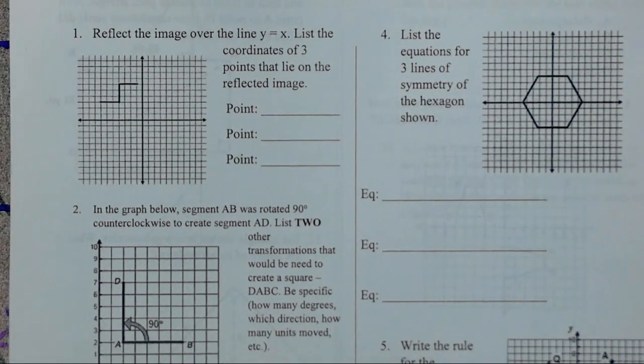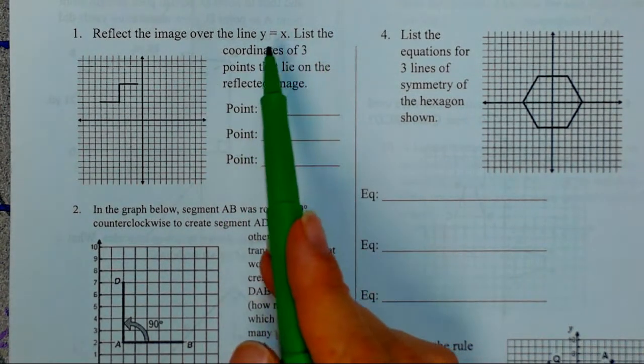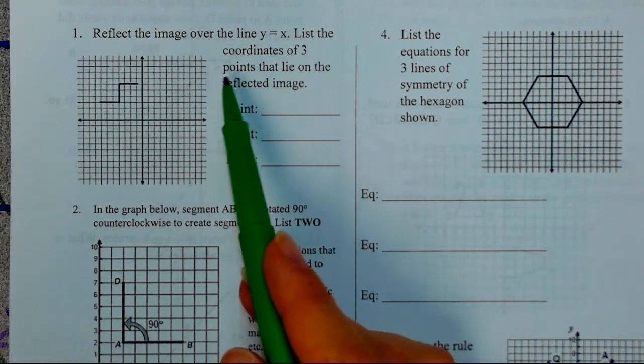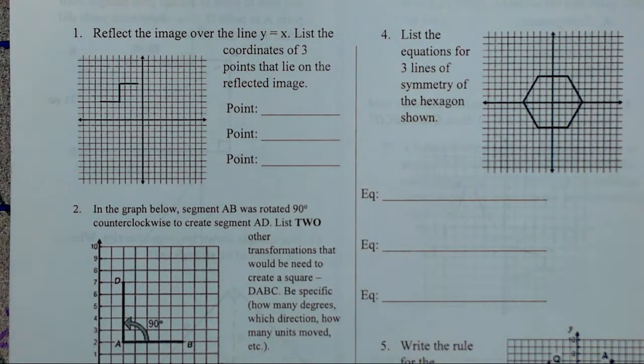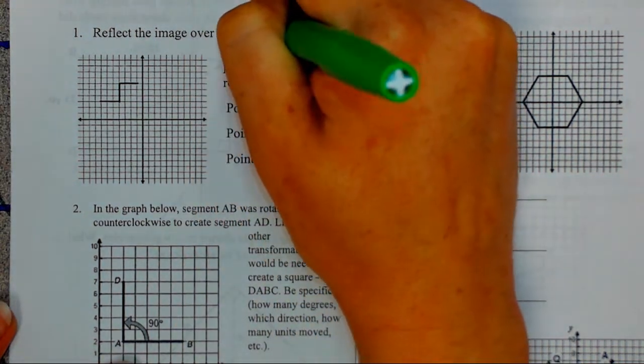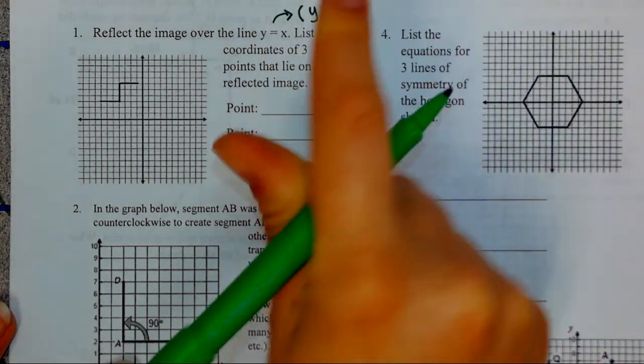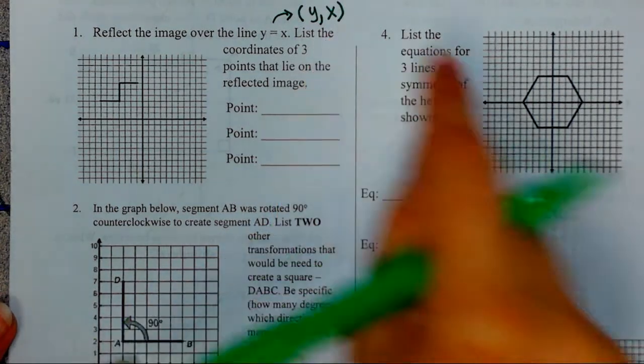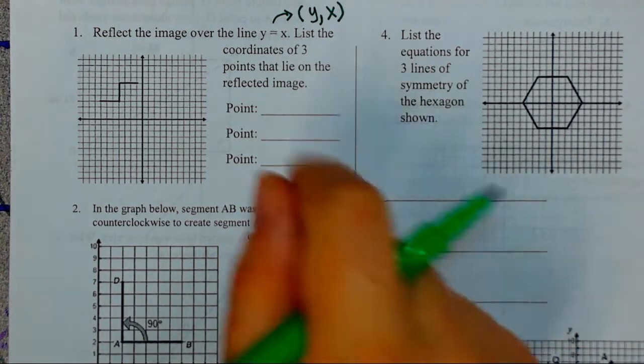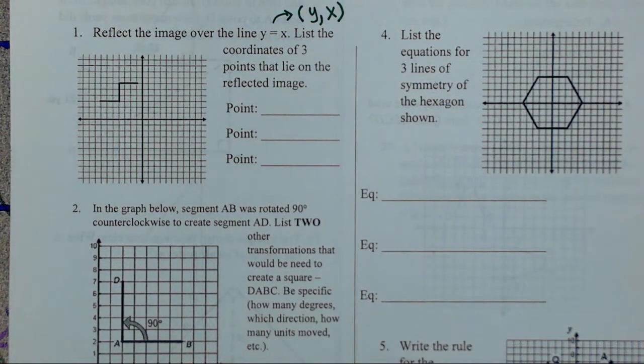So let's start with number 1. It says reflect the image over the y equals x line. List the coordinates of 3 points that lie on the reflected image. So if you're reflecting over the y equals x line, the rule for what you should do with the coordinates is y comma x, meaning that let's pick 3 points.